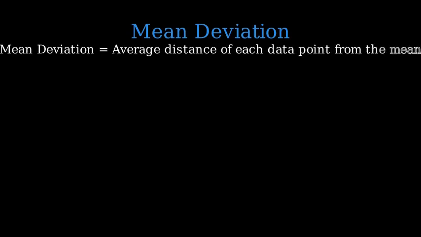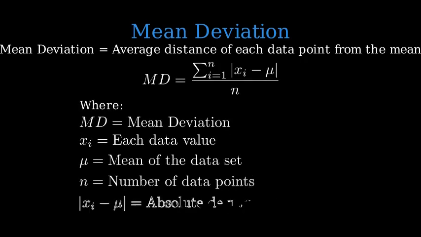Welcome to this lesson on mean deviation, an important concept in statistics that helps us understand the spread or dispersion of data. Mean deviation, also called the average absolute deviation, measures how far, on average, each data value is from the mean of the data set. Unlike variance or standard deviation, the mean deviation uses absolute values to avoid negative differences canceling out positive ones. Let's understand this concept using a simple example.